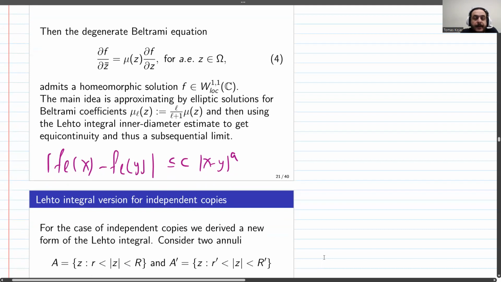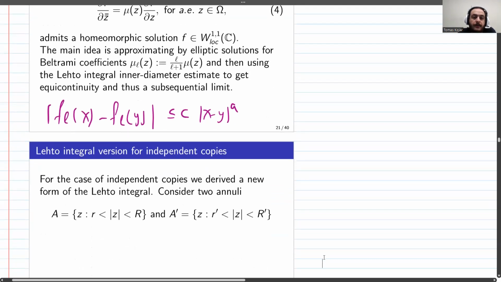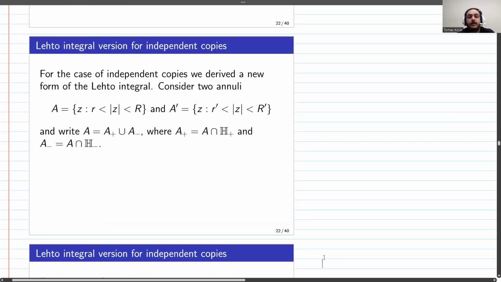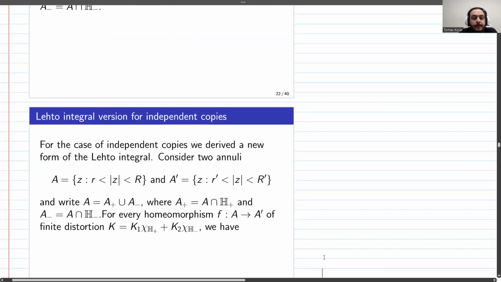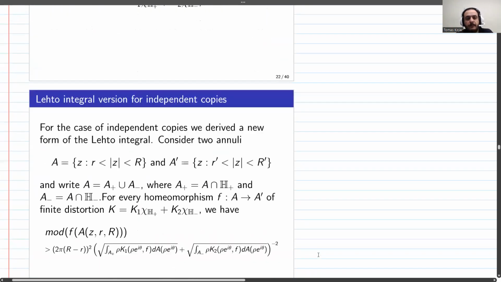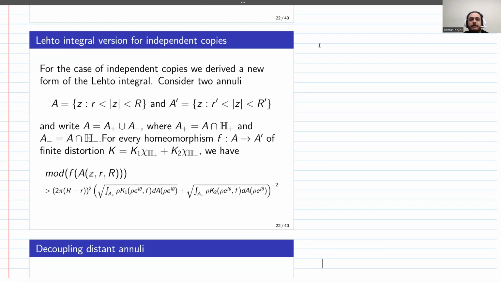So in the case of independent copies, we had to look at a modification of the Lehto integral theorem. So we started with the following estimates. We have, again, an annulus and its image given by some homeomorphism F. But now this homeomorphism has separate dilatations on the upper and lower half plane, similar to having different Beltrami coefficients inside and outside the unit circle. And so we proved the following Beltrami estimate.